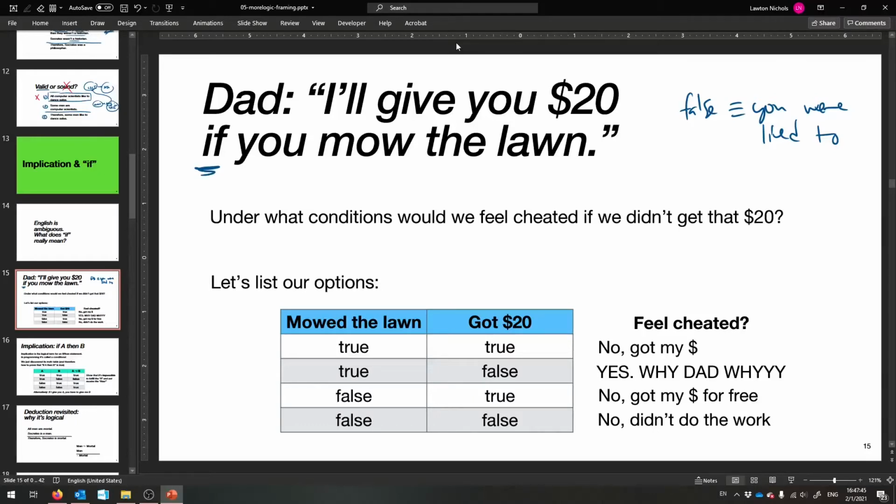What are we going to do about this little if? So we would like to come up with a logical symbol. We want the arrow, right? To represent if, and we want to figure out when this statement is true and when this statement is false. Okay? So what I'd like to show you is false is the same as thinking about the idea that you were lied to. So to figure out when the statement is false, let's just figure out under what conditions would we feel cheated? Like, Dad, why would you do this to me? If we didn't get that $20. Okay, so that will tell us when it's false.